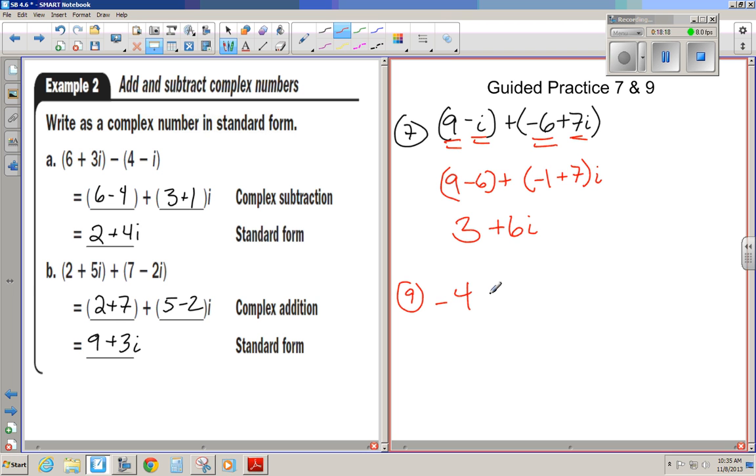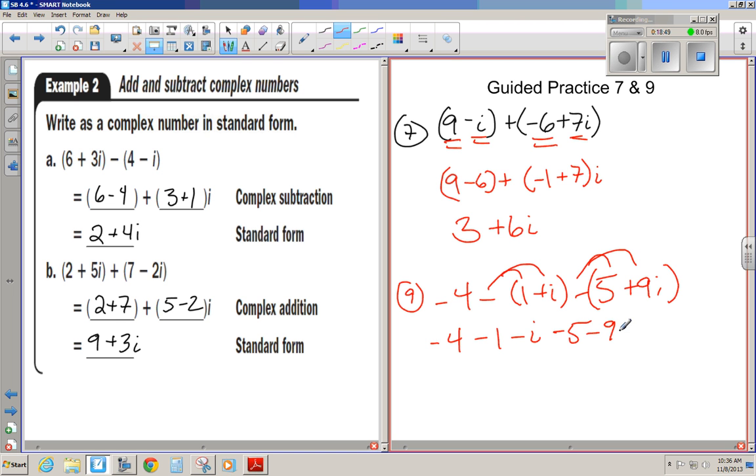Negative 4 minus 1 plus i. All right. So let's just write this. I think you should write this without any of the parentheses. So here's a minus 4. The minus gets distributed, minus 1, minus i. The minus gets distributed, minus 5, minus 9i.